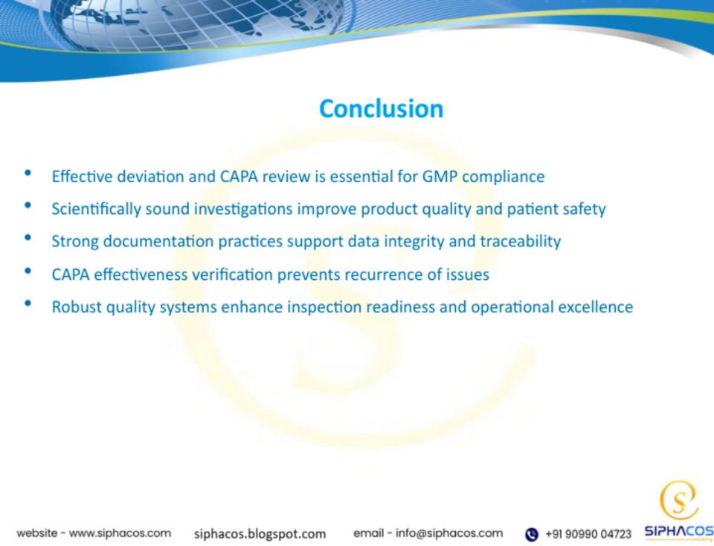Verifying the effectiveness of CAPAs is another key step. It helps us prevent issues from recurring, saving time and resources in the long run. Finally, having robust quality systems in place boosts our inspection readiness and drives operational excellence across the board. All these points connect to the overall theme, building a culture of quality that not only complies with regulations, but also prioritizes delivering safe, reliable products.